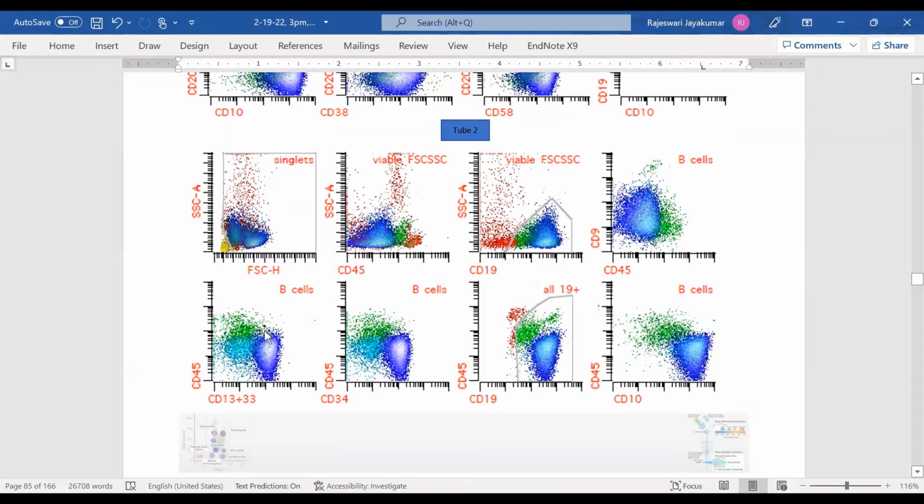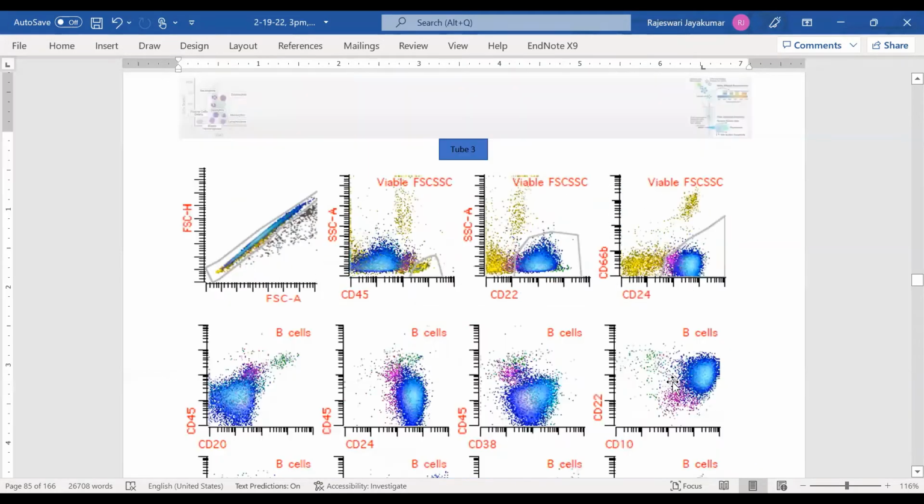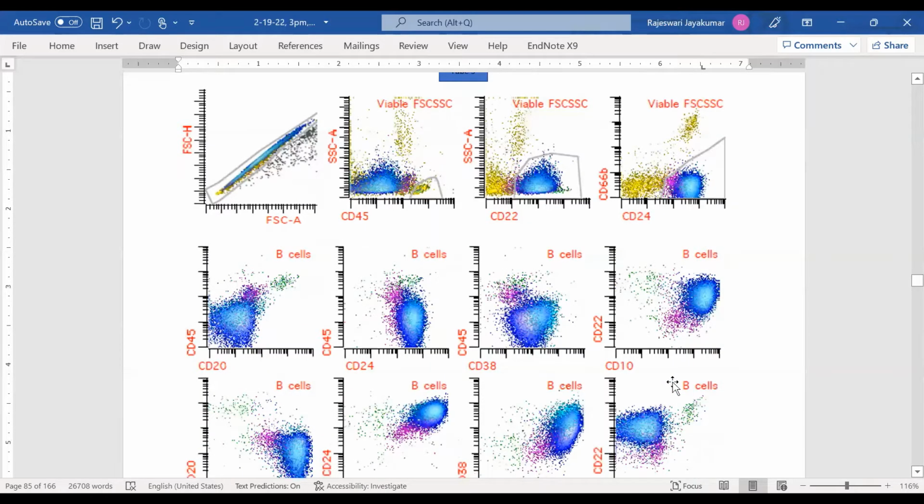Now, in the next tube, we see that the CD19 positive blasts also form a tight cluster with CD9. They are positive for CD13 and CD33. They are positive for CD34. And again, they're positive for CD10. Now, this is another additional tube.